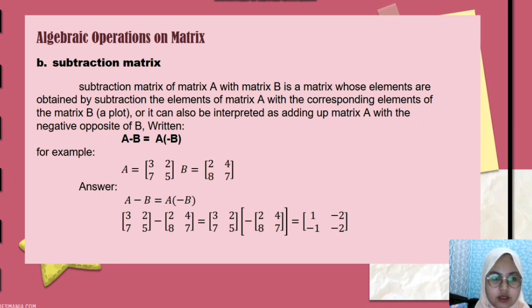For example, A equals the brackets 3, 2, 7, 5, B equals the brackets 2, 4, 8, 7. Answer: A minus B equals A plus the brackets minus B, equals the brackets 3, 2, 7, 5 minus the brackets 2, 4, 8, 7, equals the brackets 1, minus 2, minus 1, and minus 2.